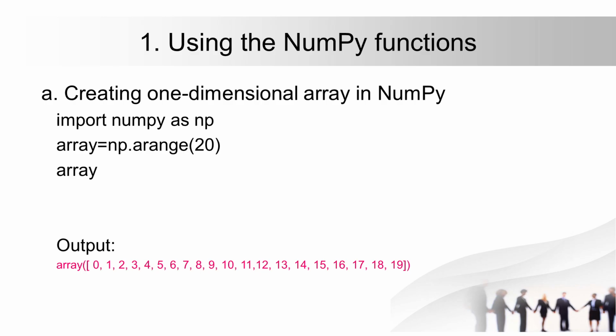The first command to start with: import numpy as np. arr equals np.arange(20). When you give the command arange, it prints a single-dimensional array which consists of 20 elements, from 0 to 19, as the output.